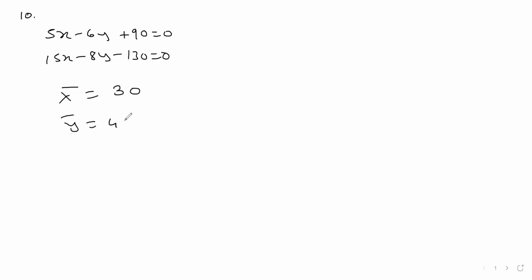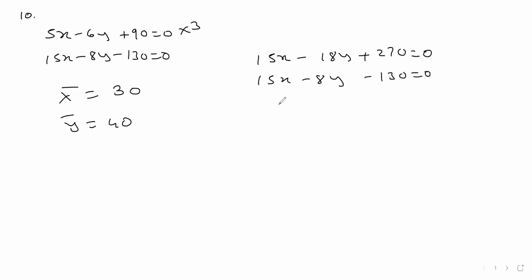Now question 10: 5x - 6y + 90 = 0 and 15x - 8y - 130 = 0. These are your equations. You have to find x bar and y bar. We will solve them simultaneously. We will get x bar is 30 and y bar is 40. You know how to solve them simultaneously. I'll multiply the first by 3. So it will be 15x - 18y + 270 = 0, and this will be 15x - 8y - 130 = 0.